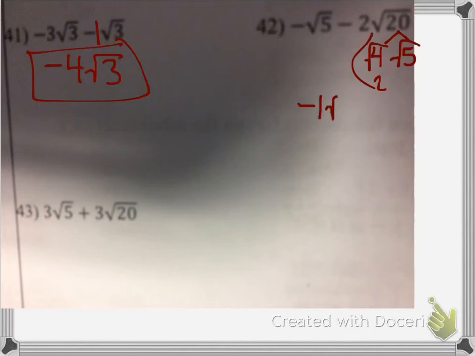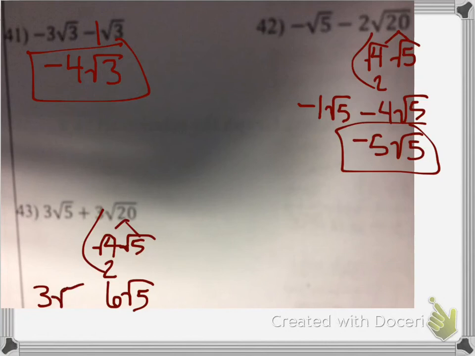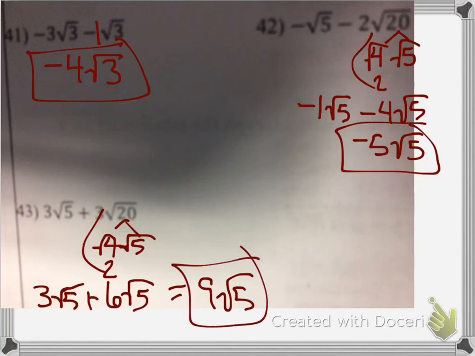So I now have negative 1 square root of 5 minus 2 times 2 is 4 square root of 5. So negative 1 minus 4 is negative 5 square root of 5. So there you go with that one. Here, this one's basically the same thing, 4 and 5. Square root of 4 is 2, so I get 2 times 3 is 6 square root of 5, 3 square root of 5, plus 3 plus 6 is 9 square root of 5. Bada bing, bada boom, there you go.